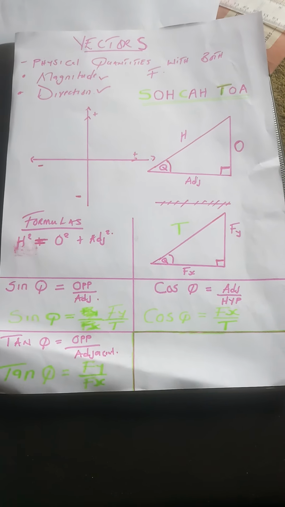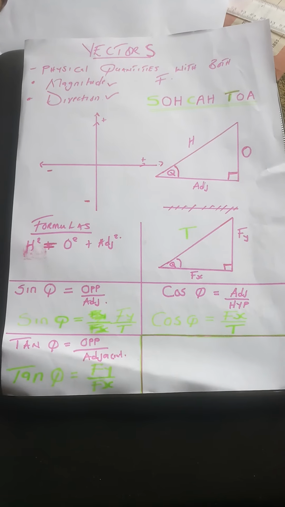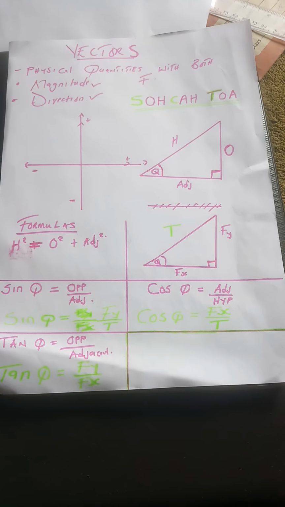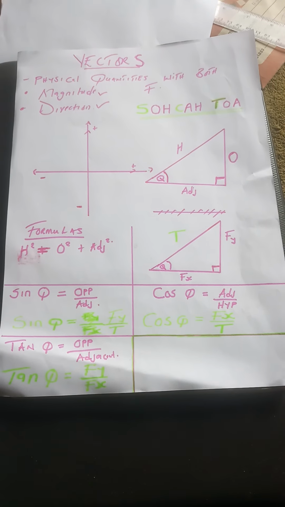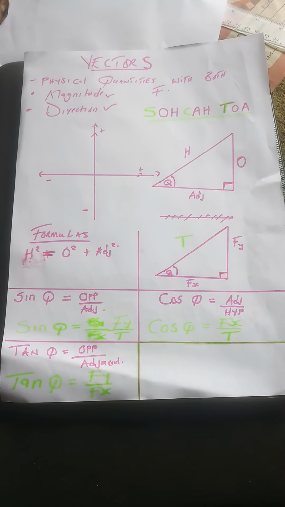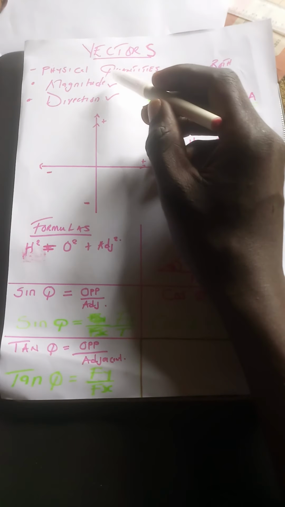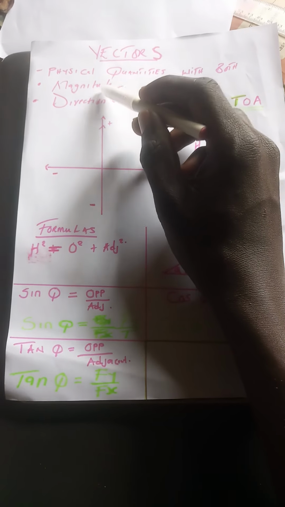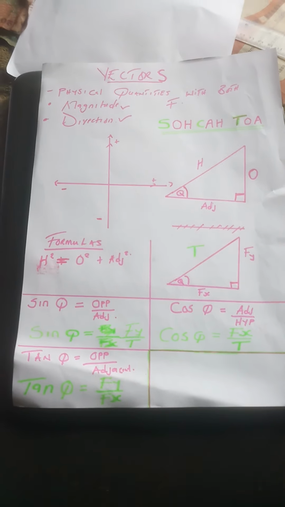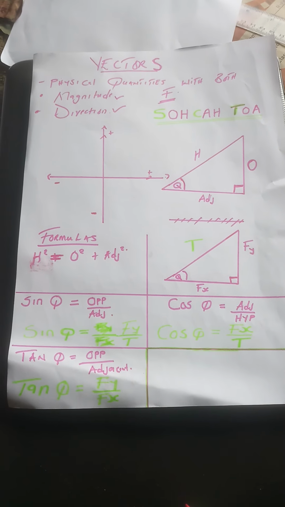So let's get straight into the basics of vectors. We know that vectors are physical quantities with both magnitude and direction. So for any physical quantity to be called a vector, it should be composed of magnitude and direction. An example of a vector is force.